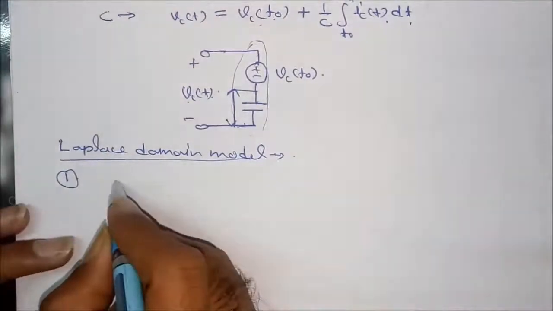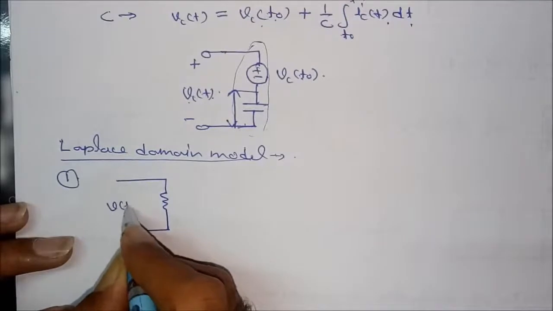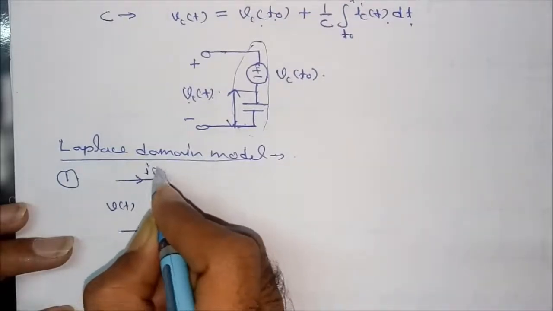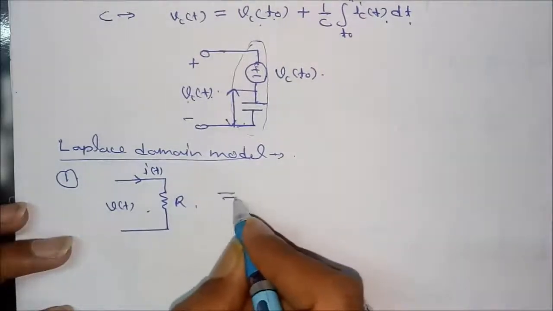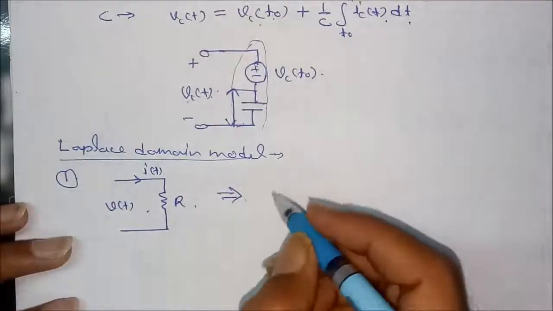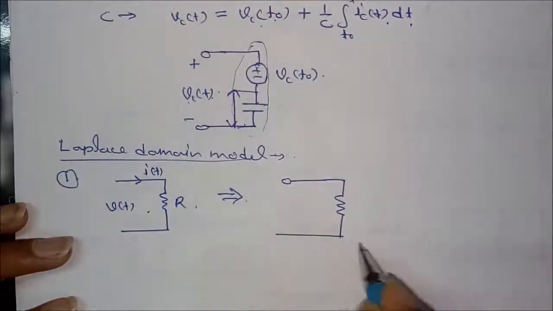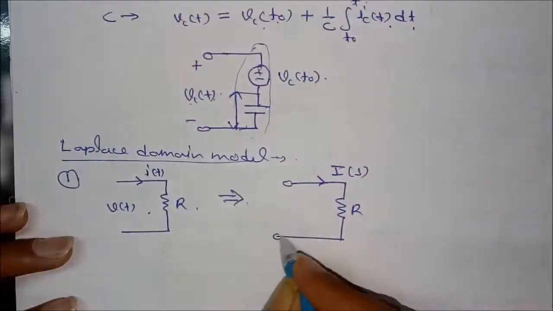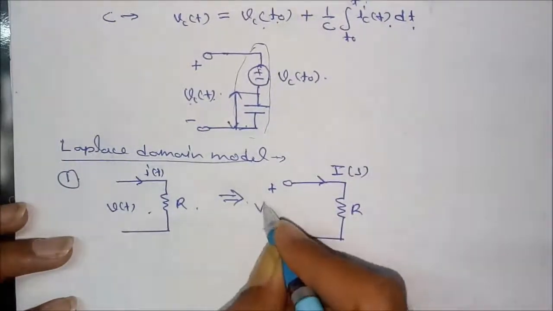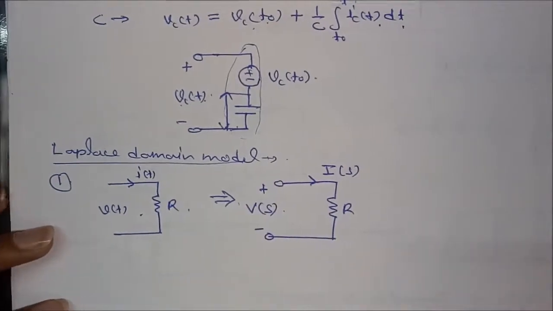I'm talking about the first one, the resistor. What is the resistor? This is the resistor. There is a supply V of t, current is flowing i(t), this is R. This is its time domain equivalent. Its Laplace domain will become: this is the resistor R, current I(s), and this is equal to V(s).